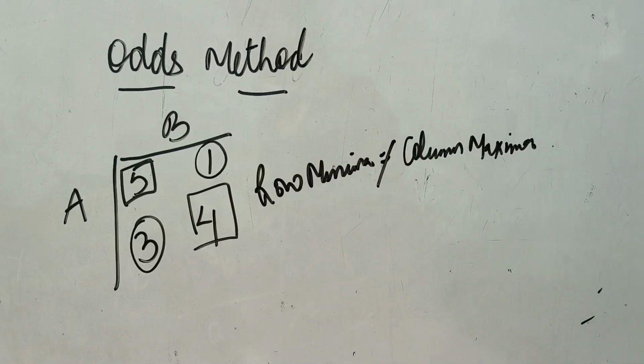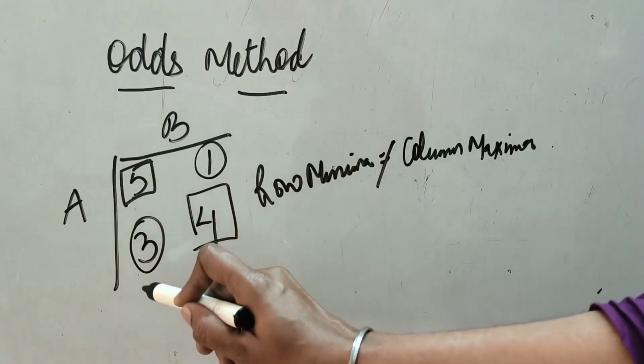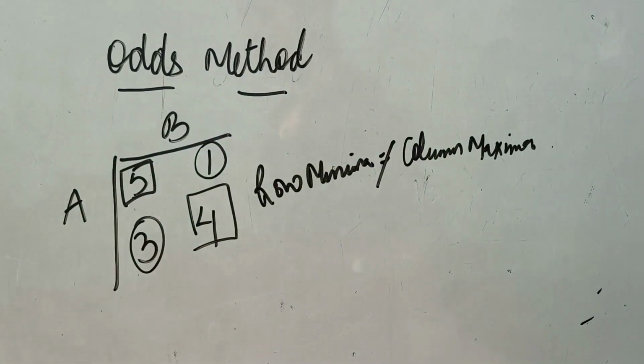So when row minima is not equal to column maxima, we now have to proceed with the mixed strategies. So you will be writing, we will further apply the mixed strategies. As the game is of 2 by 2 size and the game does not have a saddle point, we can apply the odds method. Then you will be writing the question again.